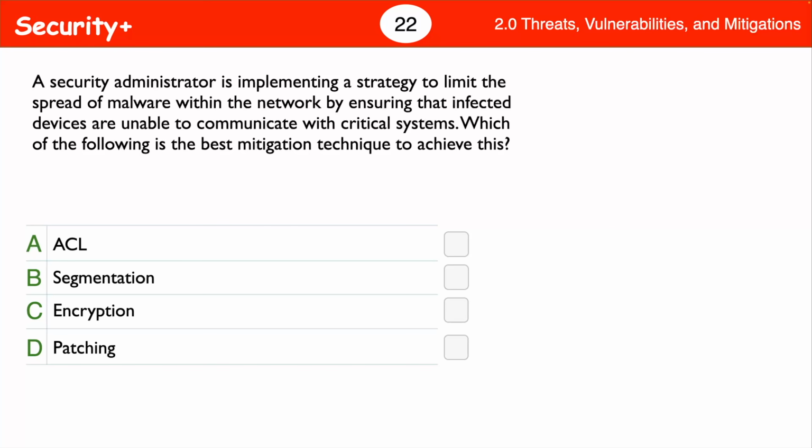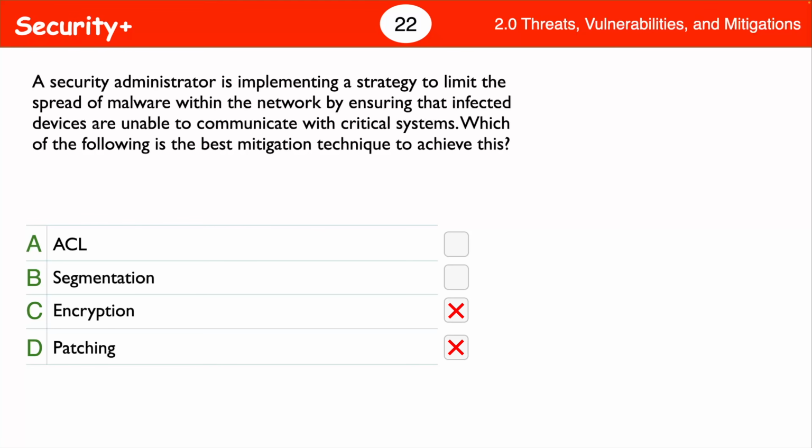Right off the bat, we can start by eliminating C, encryption. Encryption provides protection for things like data confidentiality, but it does not prevent malware from spreading. Next, we can eliminate D, patching. Patching fixes vulnerabilities, which does reduce the risk of malware infections, but does not stop malware that has already entered the network from spreading.